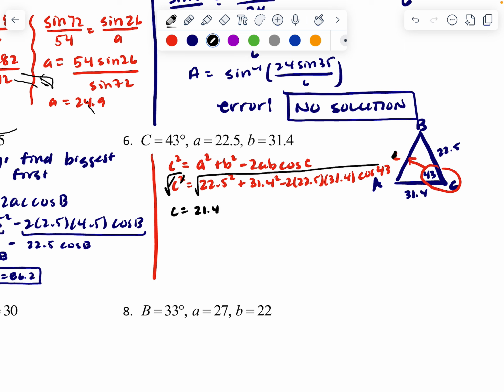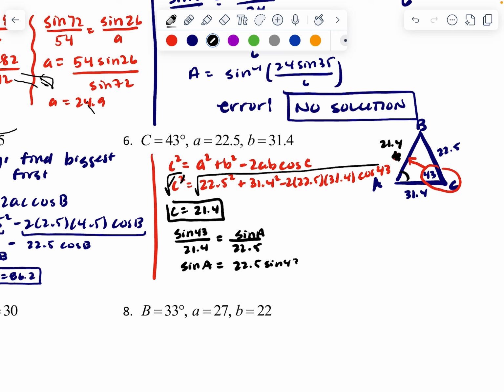Now that I have C, I can use law of sines to find the rest. So let's go ahead and do it. I have sine of 43 all over 21.4 equals, and then pick an angle to find, maybe angle A. So sine of A all over 22.5. Again, you'll have sine of A equals, cross multiply and divide.